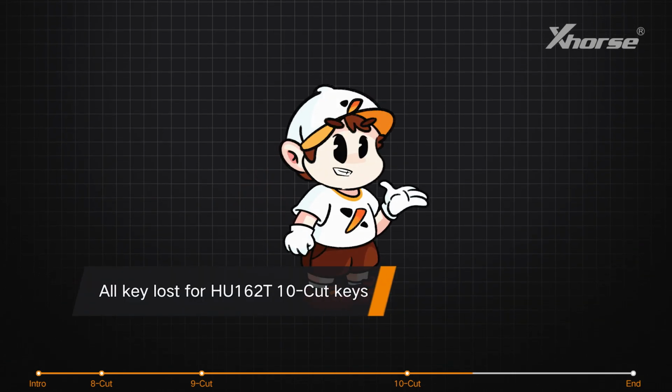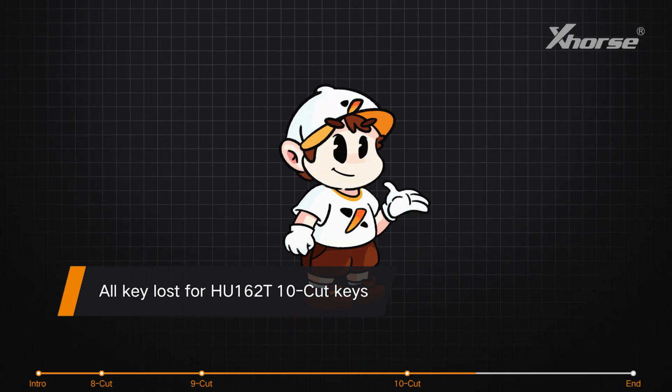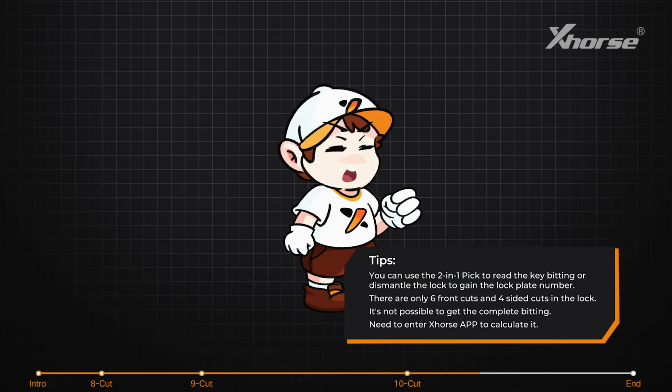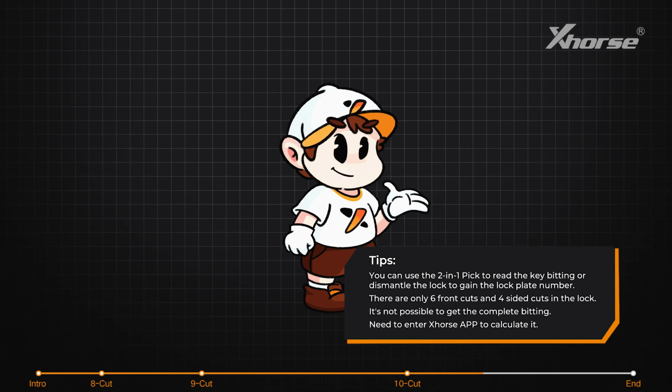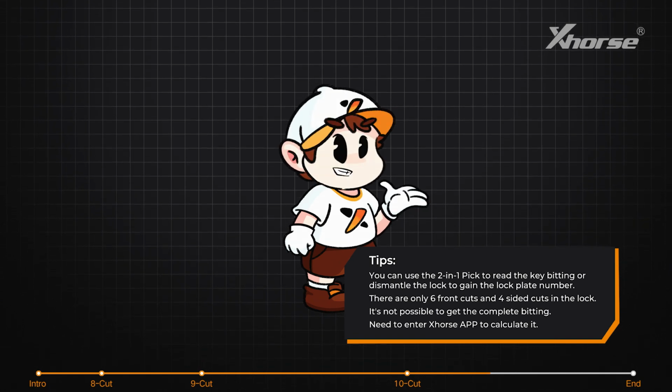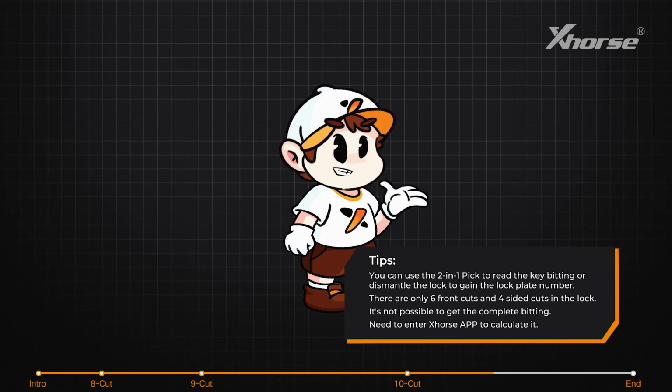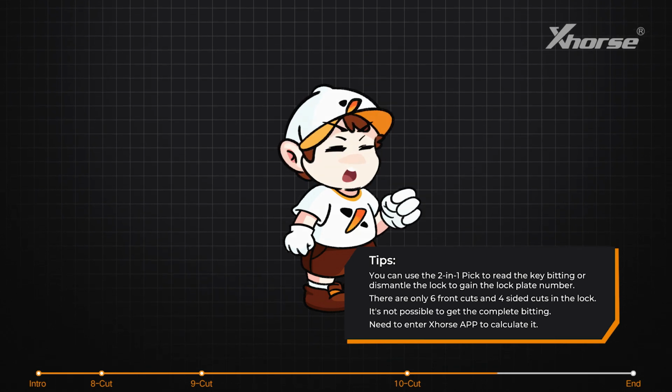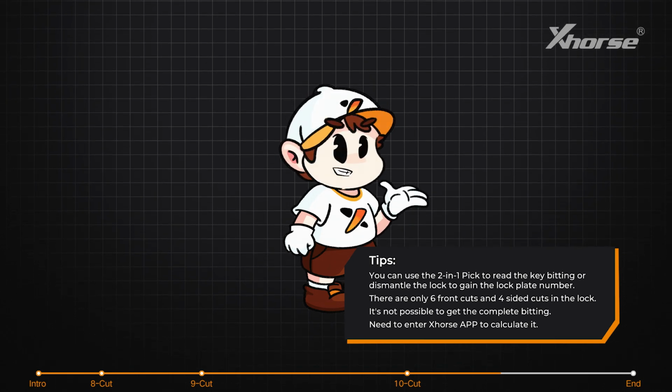All key loss for HU162T 10 cut keys. Tips: you can use the 2-in-1 pick to read the key bidding or dismantle the lock to gain the lock plate number. There are only 6 front cuts and 4 side cuts in the lock. It's not possible to get the complete bidding. Need to enter Xhorse app to calculate it.